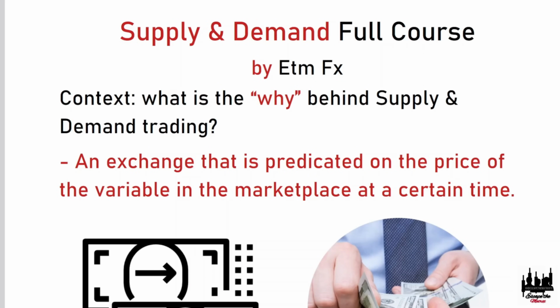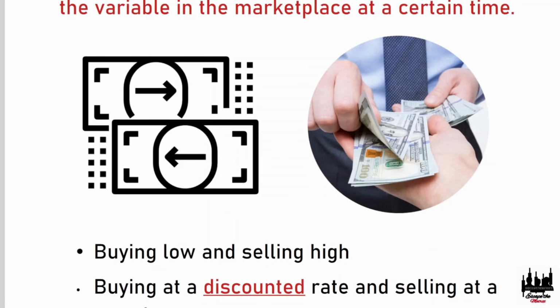It's an exchange that is predicated on the price of a variable in the marketplace at a certain time. Basically, it's an exchange between two parties that at that moment of the transaction think they're both winning. One person is trying to buy something because they think it's at a cheaper rate, and somebody's trying to sell something because they feel they can make a profit off the sell. In simpler terms, it's buying low and selling high. It's buying at a discounted rate, which is cheaper, and selling at a premium rate, which is when price went up and is higher.